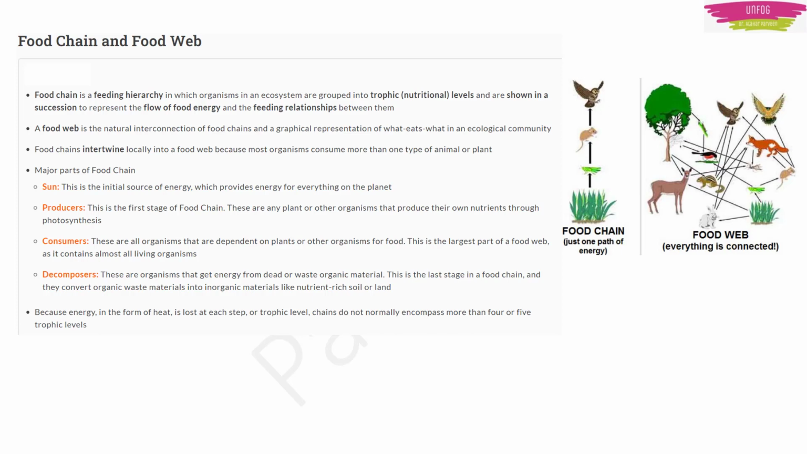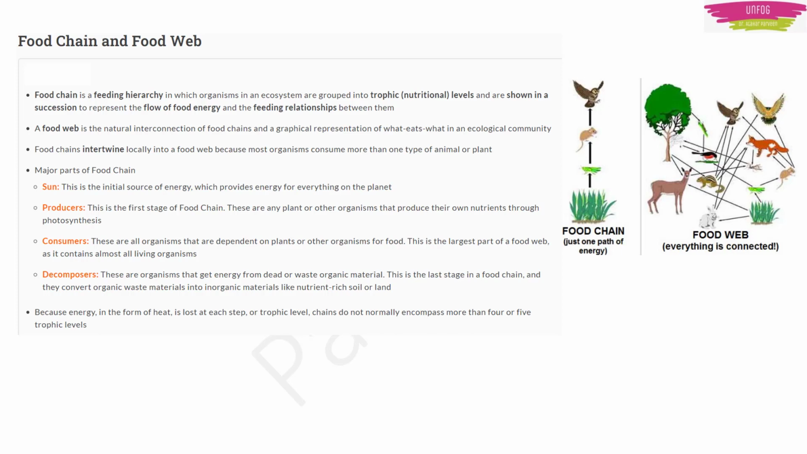This is the largest part of a food web because it will contain many living organisms. Not only we humans, there are many other animals, birds, insects, so many things are there, no? That's why in the food web, there will be many consumers. Then decomposers. These are organisms that get energy from dead or waste organic material. This is the last stage in food chain and they convert organic waste materials into inorganic materials like nutrient-rich soil or land. Basically, decomposers are those which spoil things, okay?